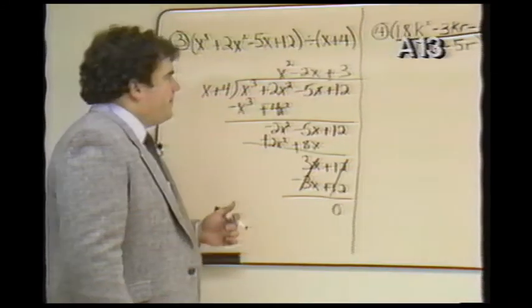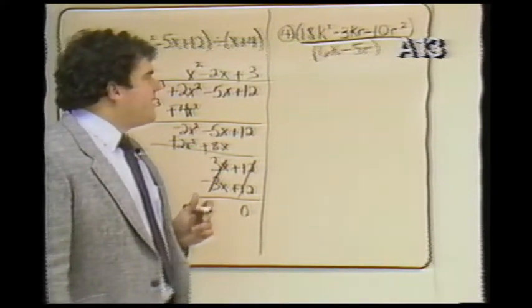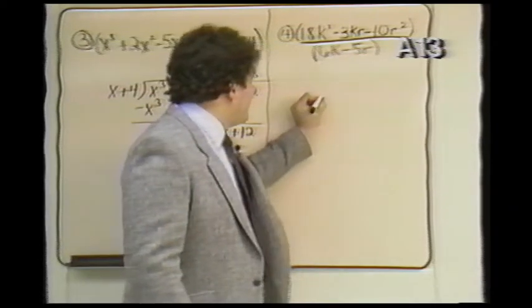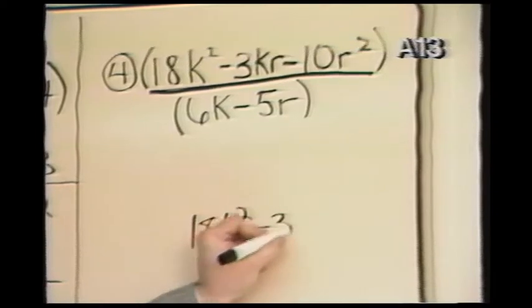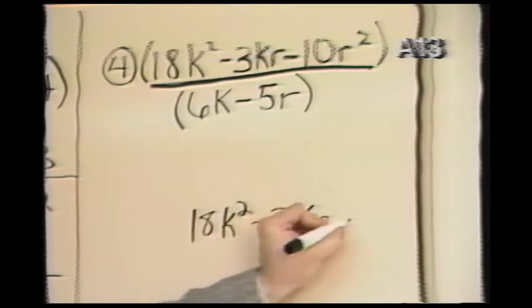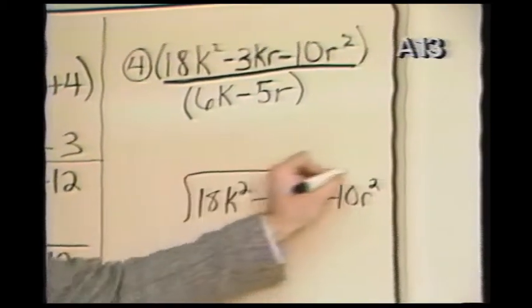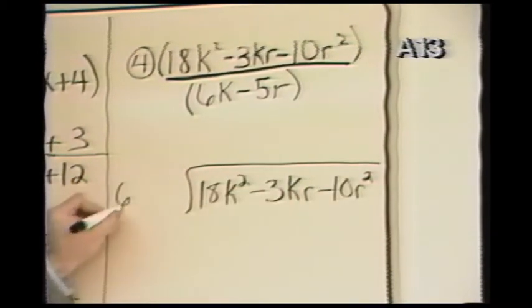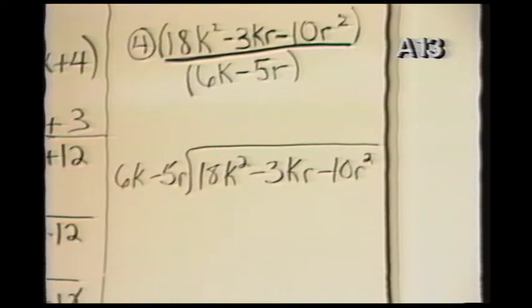Next problem. 18k squared minus 3kr minus 10r squared. Let me write that down. 18k squared minus 3kr minus 10r squared. We divide that by 6k minus 5r. And let me go through it now.